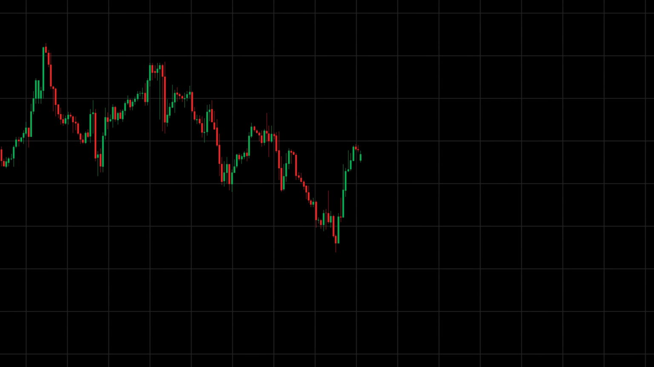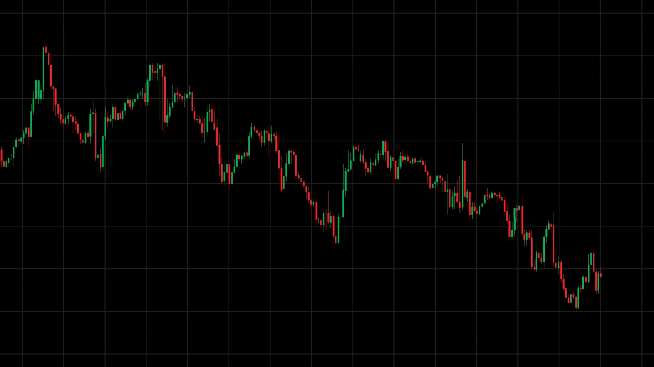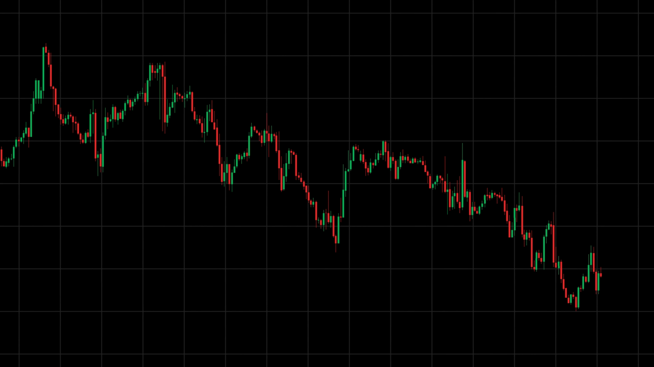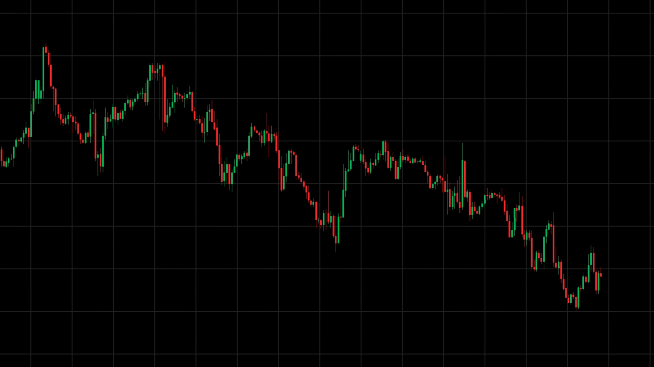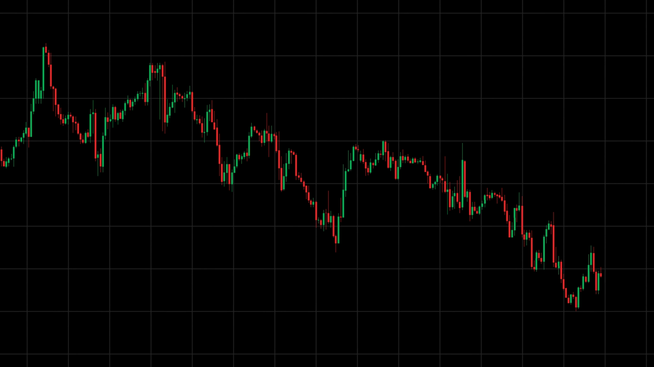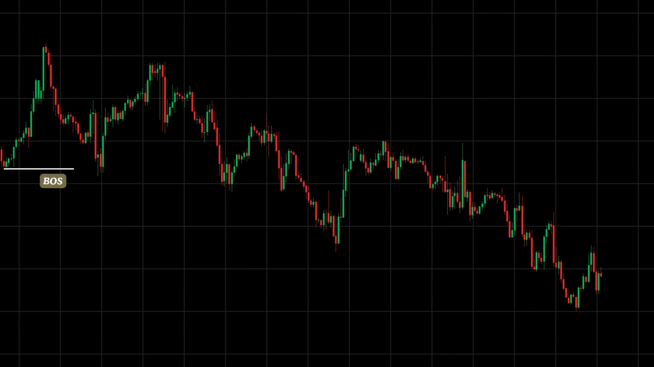We now have the Euro-Dollar 1-hour chart displayed on screen. It's important to mention that order flows can be spotted on any time frame. Their identification is not limited to a specific chart interval. If you're analyzing order flows on a higher time frame, you can always shift to a lower one to fine-tune your entries. Looking at the top left section of the chart, we can observe a break of structure.